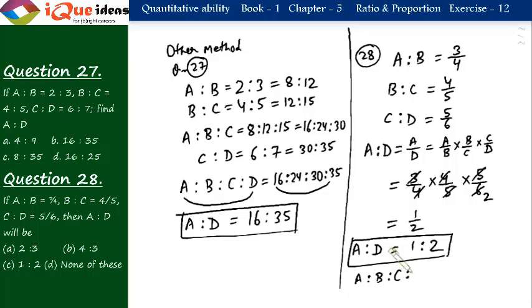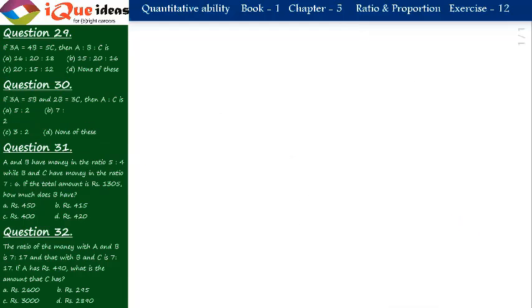That would be equal to 3 is to 4 is to 5 is to 6. Right? So from here also we could have got that the ratio of A and D is 1 is to 2. Okay. Now question number 29. This is a direct question.